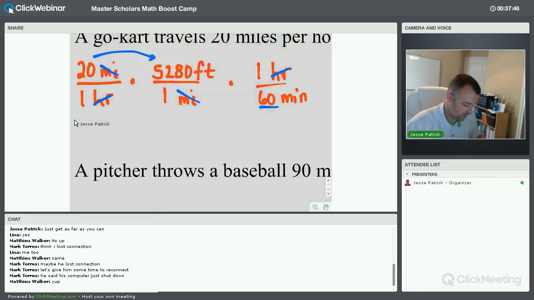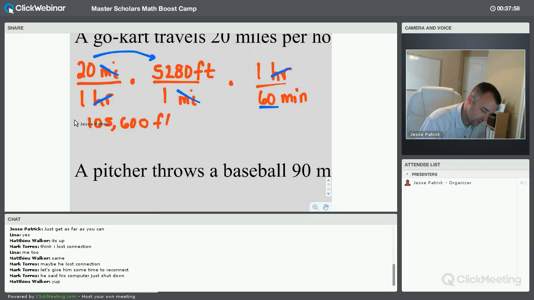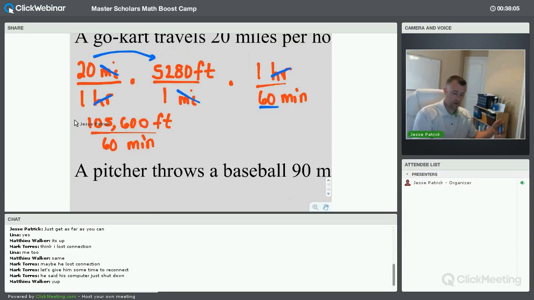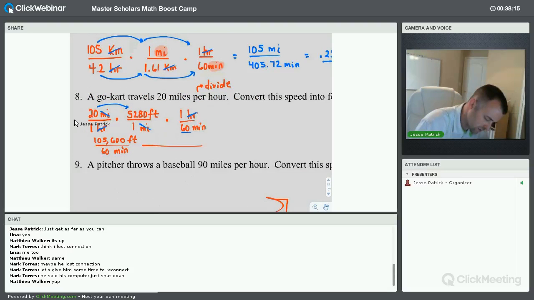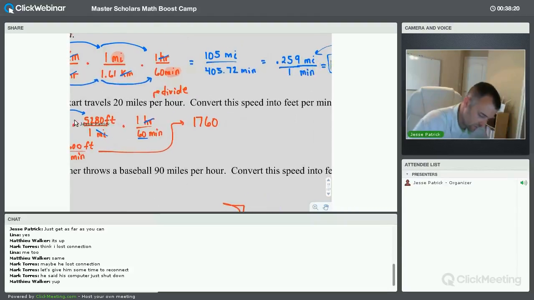And I'm going to write down what I get. So here I have 20 times 5,280. So I have a big old number, 105,600 feet on top. On bottom, I have 60 minutes. And they wanted feet per minute. So I need to take that number and simplify it. In other words, just do the division. So I'm going to take that number, 105,600, divide by 60, and move it over here. I get 1,760 feet per minute.